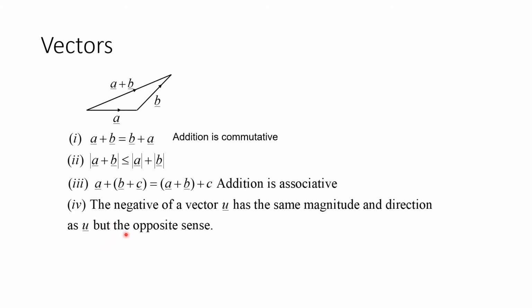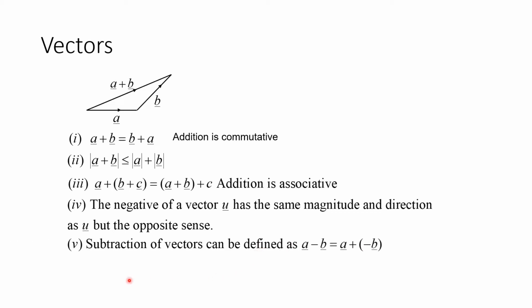Besides that, the negative of a vector has the same magnitude and direction as the original vector, but in opposite sense. Because negative here represents the changes in the direction, but the magnitude is the same. Okay. Next, the fifth property is subtraction of vectors can be defined as addition of negative of a vector. So A minus B equals A plus negative B.